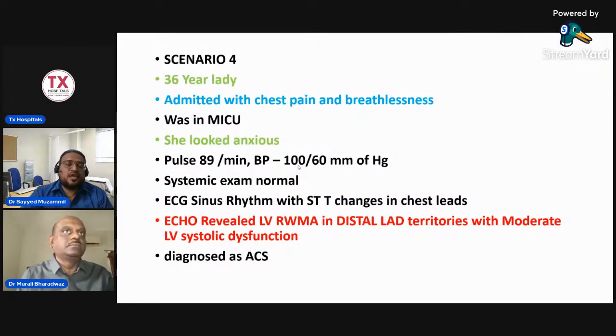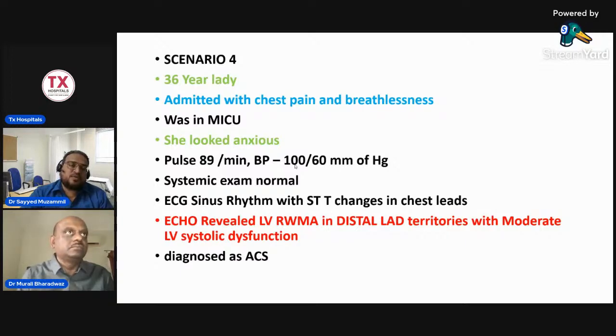Scenario 4 is a 36-year-old lady. She was in a secondary hospital ICU. She was admitted with chest pain and breathlessness. I got a call that one cardiac patient is admitted in MICU. Can you come and have a look?